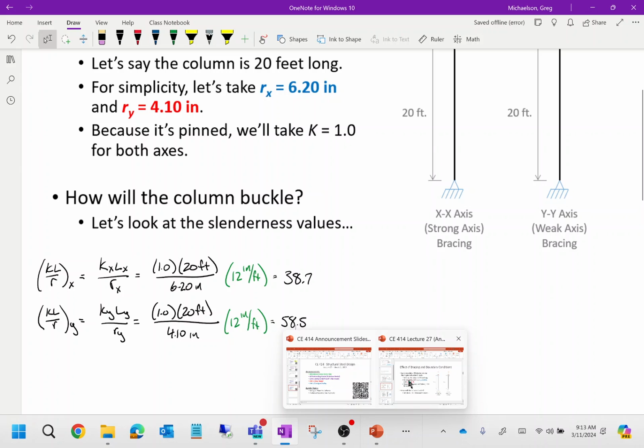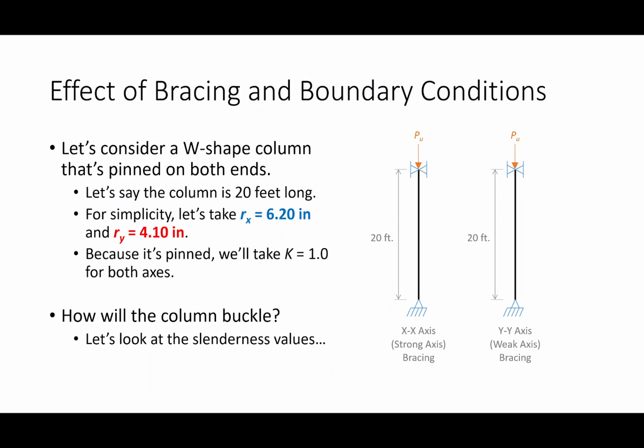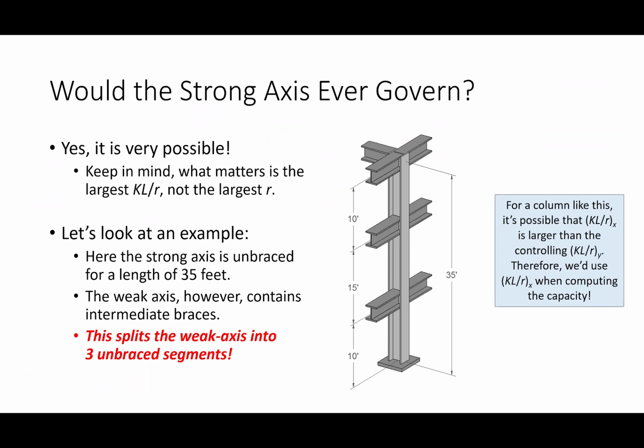So I guess that leads to a question. Would the strong axis ever govern? Would we ever honestly have to check the strong axis? Yes, it's very possible, because this is the point. What matters is not which is bigger, Rx or Ry. What matters is which is bigger, KL over R on the x-axis or KL over R on the y-axis.